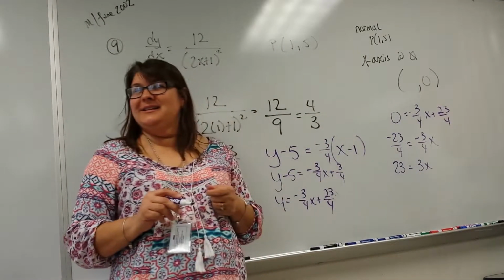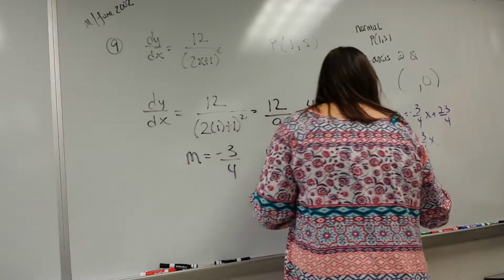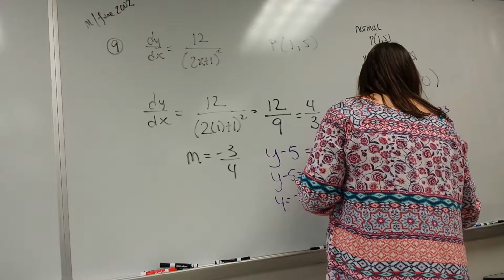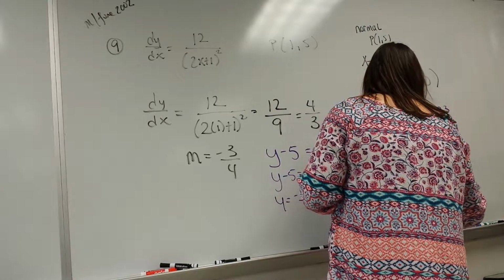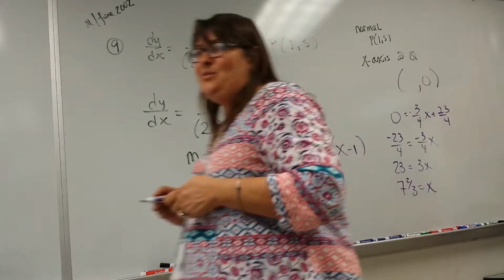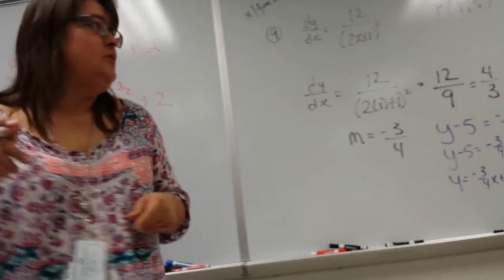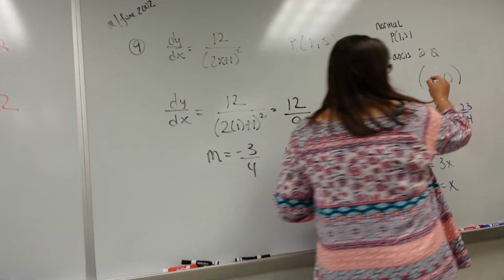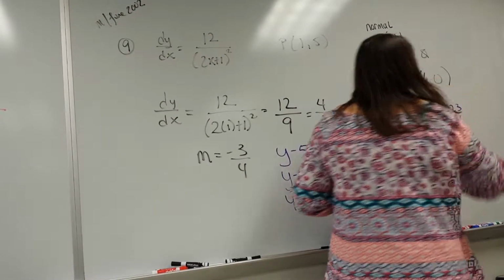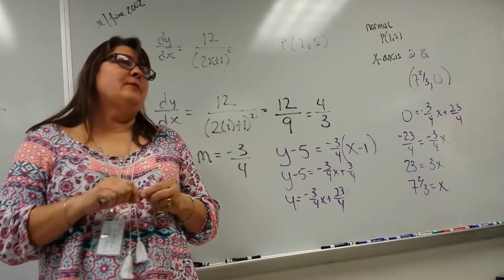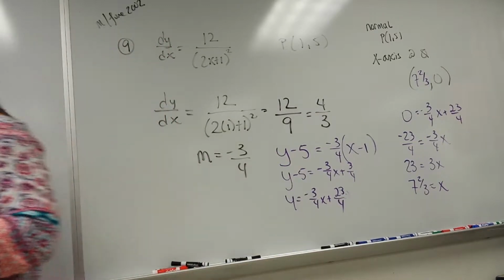23 over 3, which is 7 and 2/3. So 7 2/3 is x. Beautiful. And I would write it as an ordered pair, because it's important to them that you show your ordered pairs. So far, are we okay? That was part I. How many points was that worth? 4. It's not a bad 4-pointer.